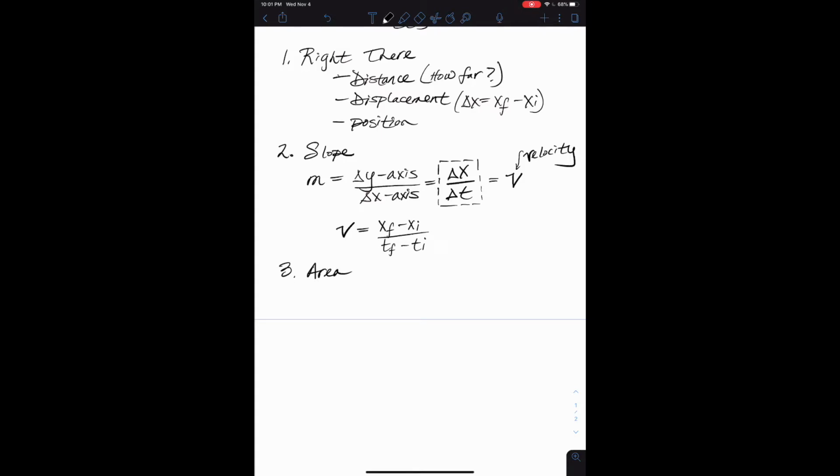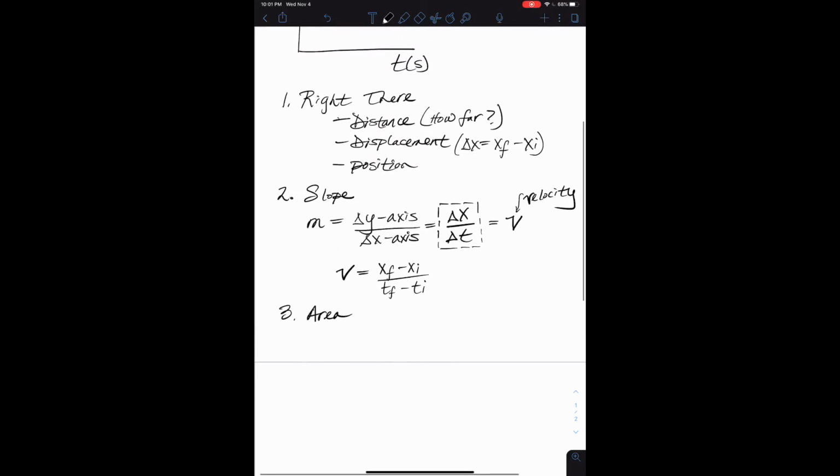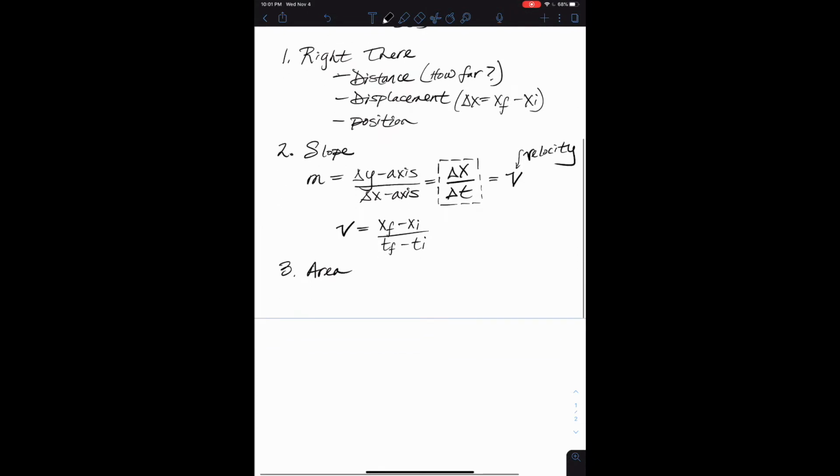Okay, the third thing you want to look for is the area. Now, once again, just like slope, you always do it the same way, right, with area. You just take a base and a height and you multiply them. When you take something like area equals base times height, you're really saying that the area is equal to the base, or the x-axis, times the height, or the y-axis.